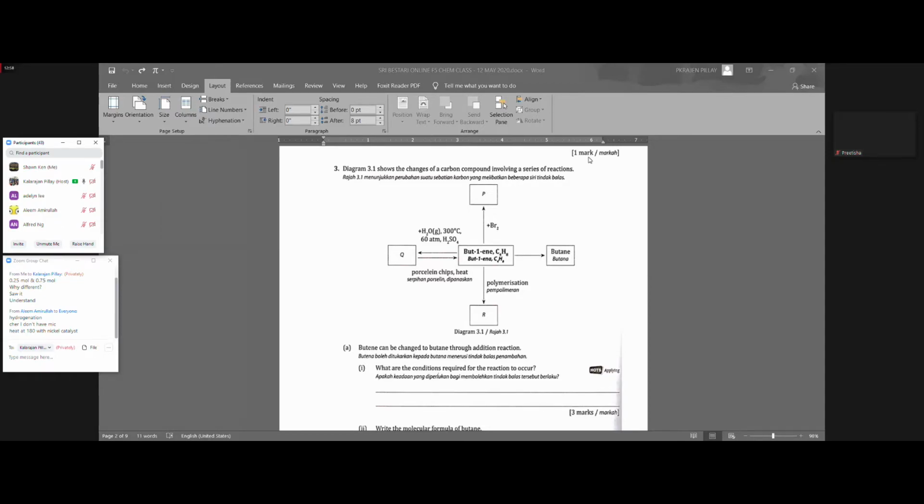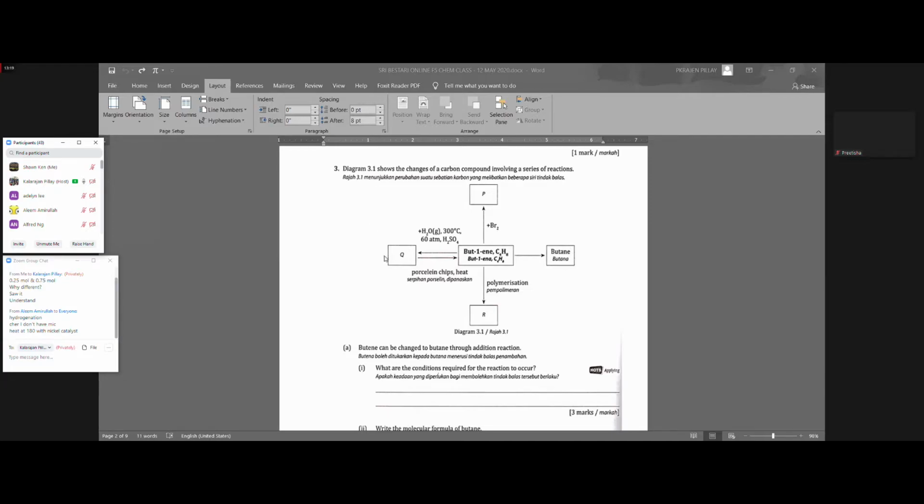Okay. Halim said heat at 180 degrees Celsius with nickel catalyst. Okay, well done. Very good. Put a note there. You see 2 marks, heat at 180 degrees Celsius is 1 mark. The maximum is 2 marks, don't only get 3 marks. Okay, and then using a nickel catalyst.